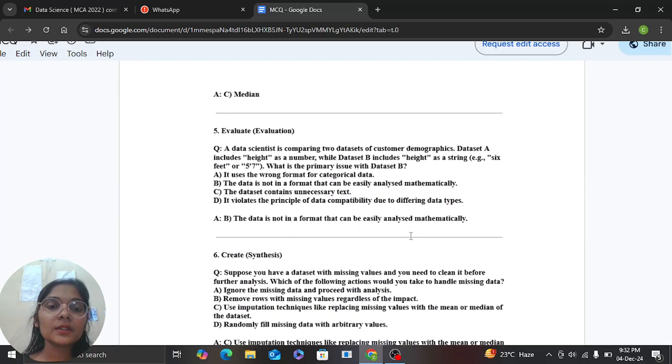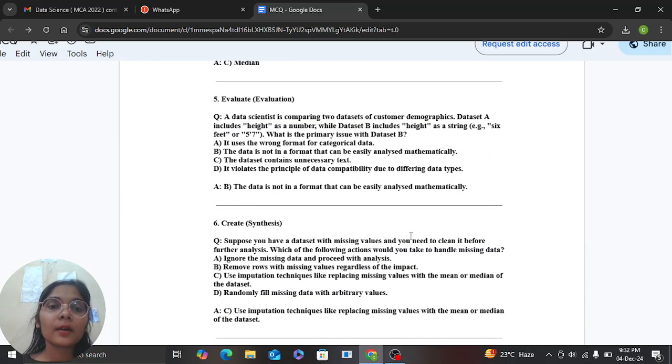Now, the another question is, a data scientist. Here we have given an example. A data scientist is comparing two data sets of customer demographics. Data set A includes height as a number, while the data set B includes height as a string. In first column A, height is represented in numbers, and in second column, height is represented as a string. What is the primary issue with data set B? Here we have to describe what issue can occur with the data set B.